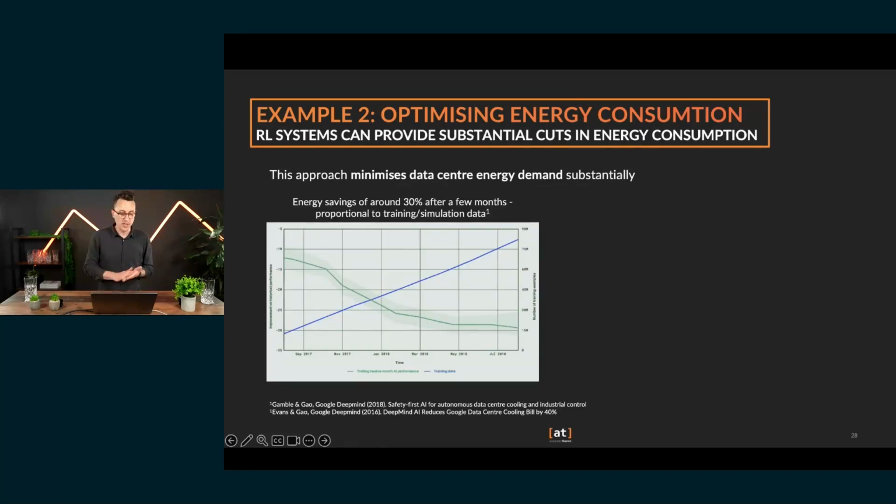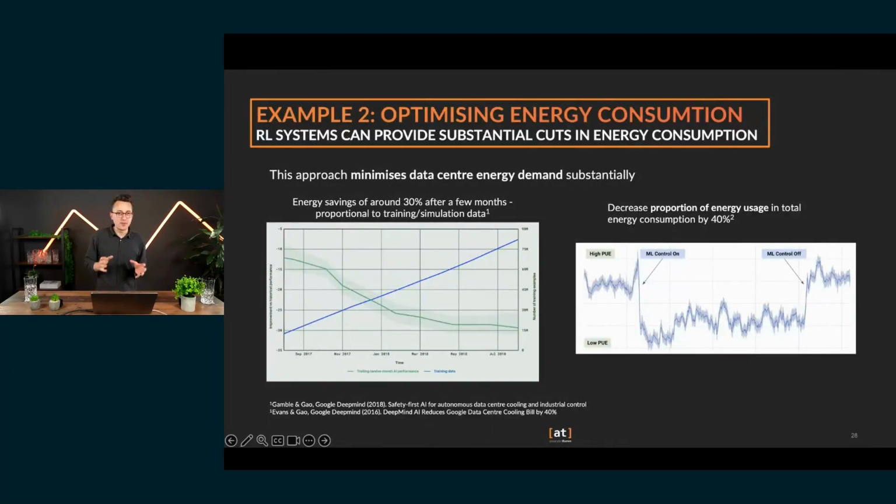So for example, they could show that within a few months of training, they could really minimize or decrease the energy demand by about 30%. And this was proportional to the amount of training or simulation data that you have available. And that's a very general pattern. So the more training data or the more simulated data you have available to train your reinforcement learning agent, the better it would become.